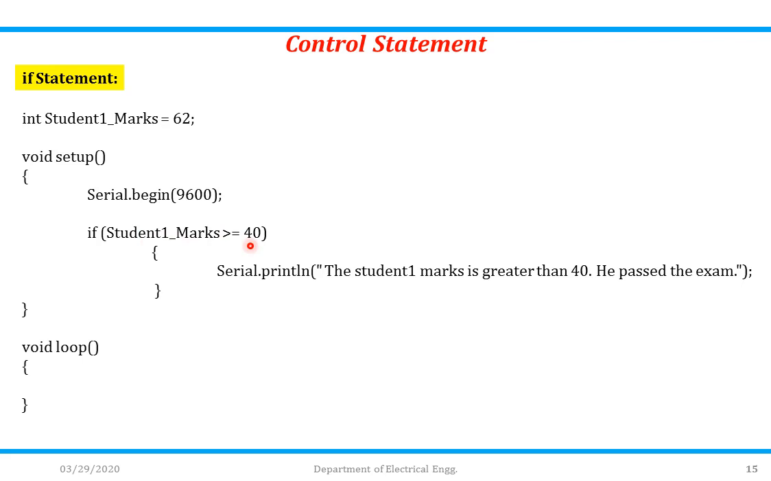Otherwise the student will not. So if this condition gets satisfied, now here 62 is there, so 62 is greater than or equal to 40. So this condition is satisfied, and therefore it will execute the statement within these two brackets. If instead of 62 the value was, say, 35, then this statement will not get executed because the condition fails. So as 62 is greater than 40, it will print that student1 marks is greater than 40, so he passed the examination. This is the example of the if statement.